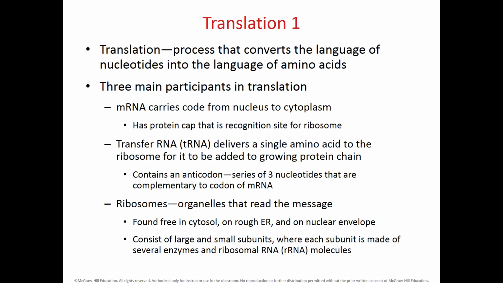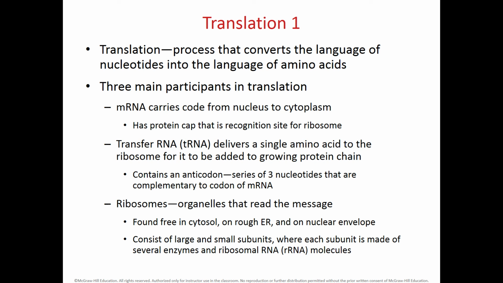Now, the process of making proteins is known as translation, and translation is basically making a copy of a nucleotide sequence but in another language, in the language of amino acids. So we have three main structures that participate in translation. We have the messenger RNA that makes this copy of the information coming from the DNA and brings it into the cytoplasm.